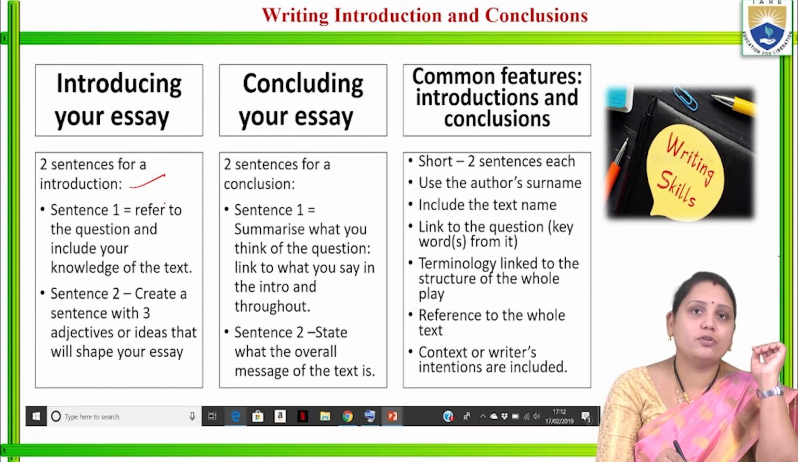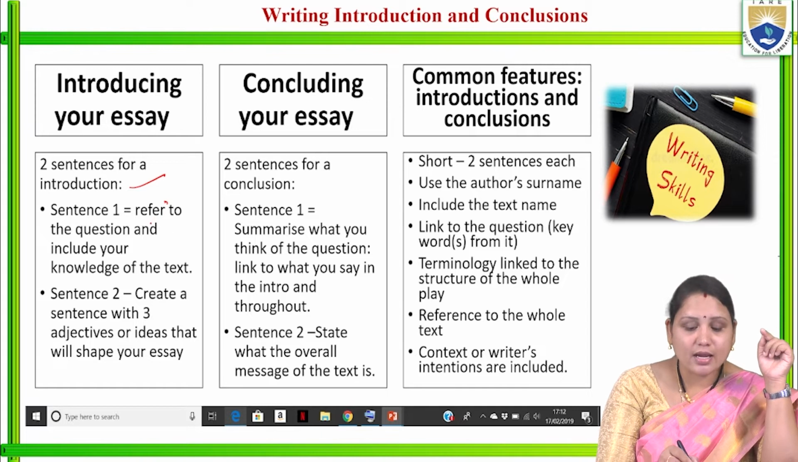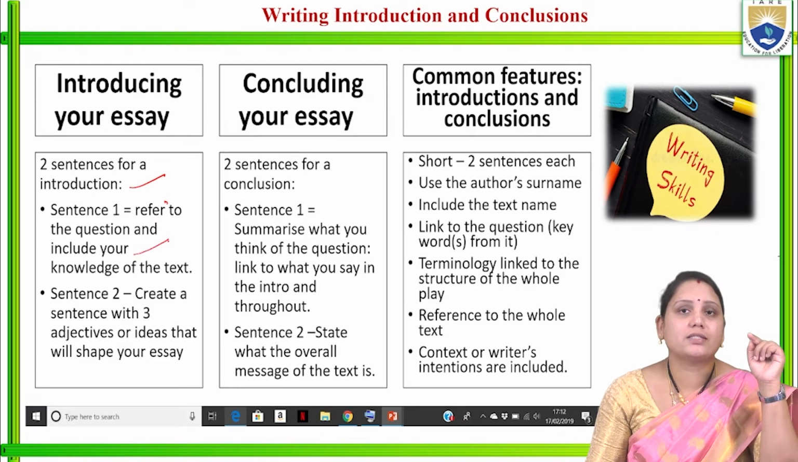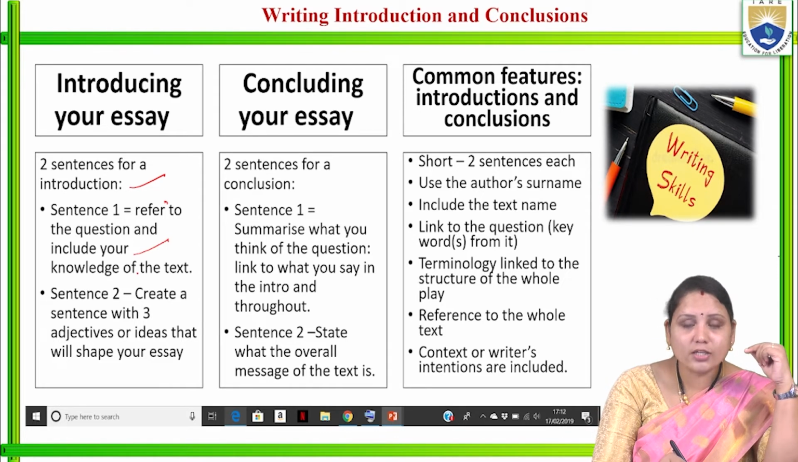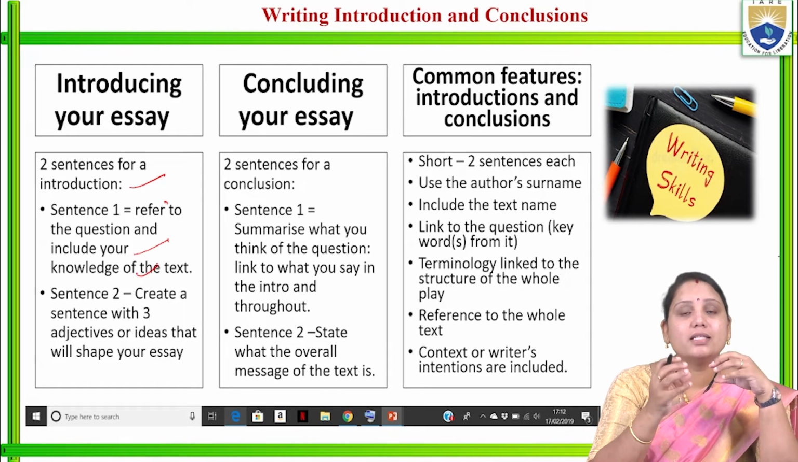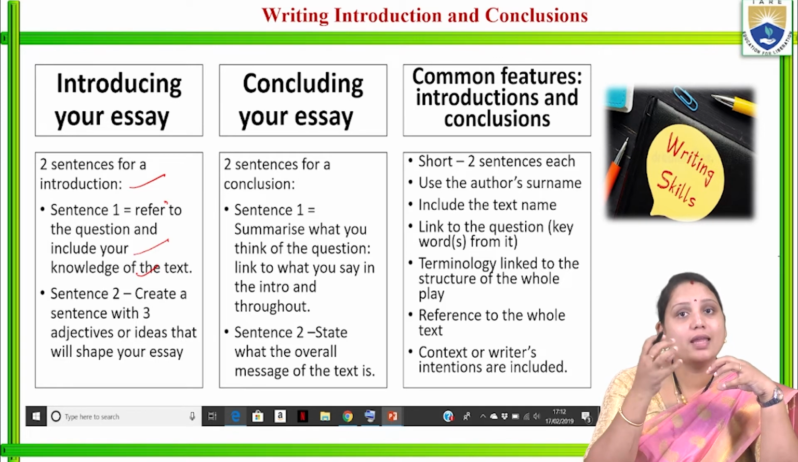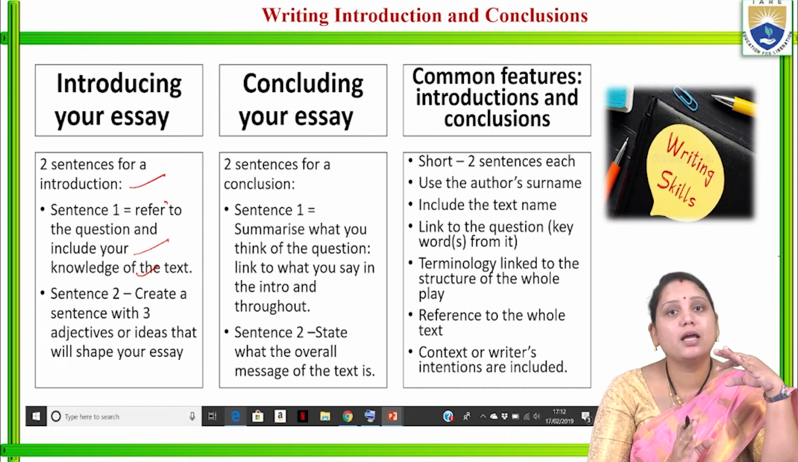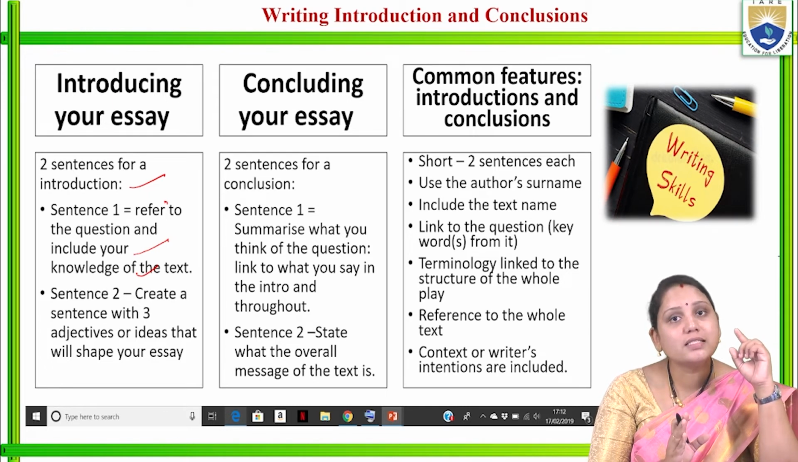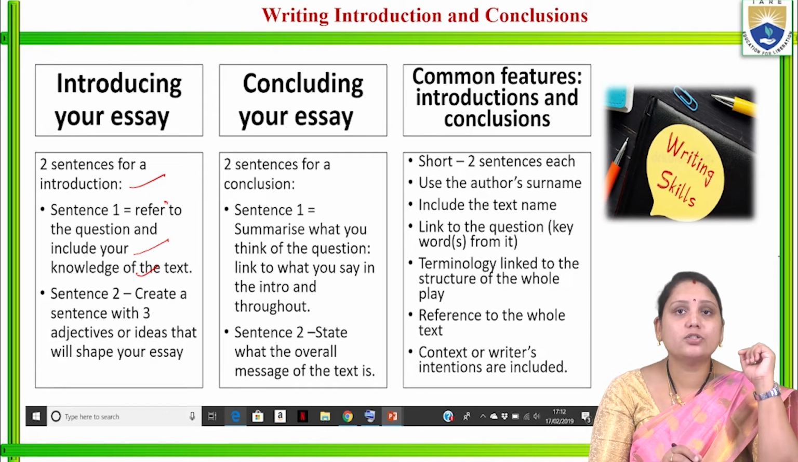If you are going for 2 sentences, what is that sentence 1 going to represent? Refer to the question and include your knowledge of the text. What is the question? The question must be about the purpose of why you are writing that essay, and knowledge of the text. What is the knowledge you already have about that question to address in that particular essay must be your sentence 1. Next, sentence 2.